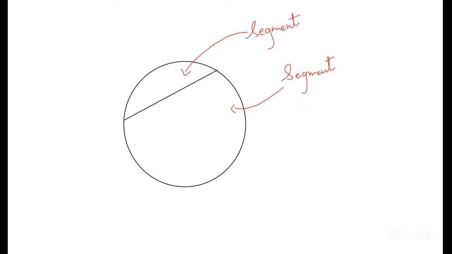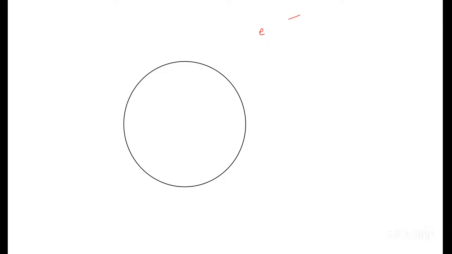Okay, then the circle is divided by a chord, then the two parts are known as segments. But if it is divided like this using two radii, I have the center point of my circle here, and two radii I have made, one here and one here.